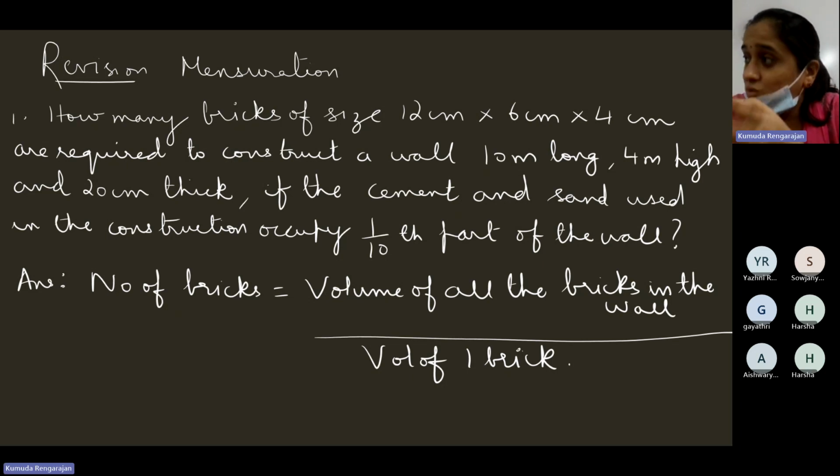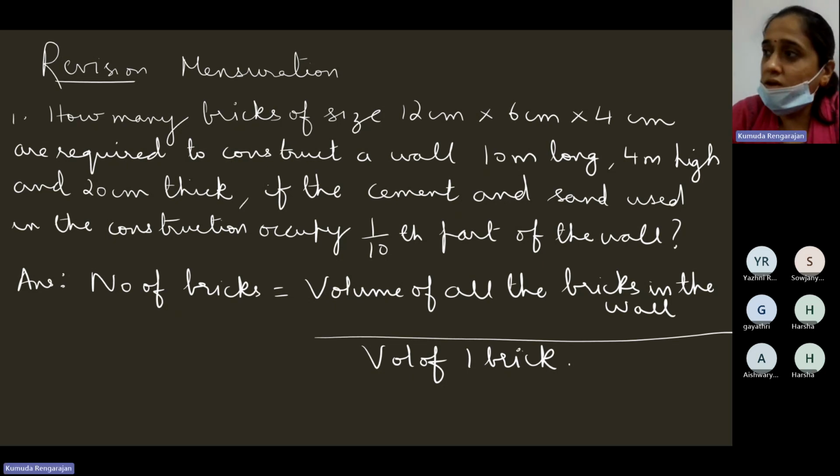How many bricks of this size are required to construct a wall 10 meters long? Be careful with the unit. The dimensions of the brick are in centimeters, and the wall is in meters: 10 meters long, 4 meters high, and 20 centimeters thick. So how will you find the volume of the wall? 10 into 100, so 1000 centimeters, into 4 into 100, 400 centimeters, into 20 centimeters. Length of the wall is 1000 centimeters, height 400 centimeters, thickness 20 centimeters. So L into B into H will give us the volume of the wall.